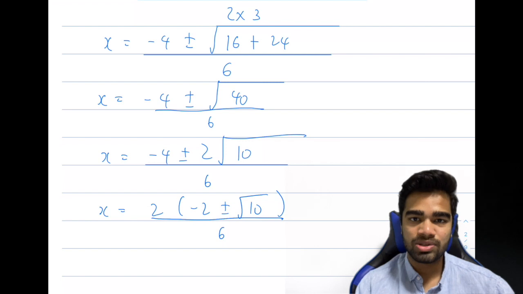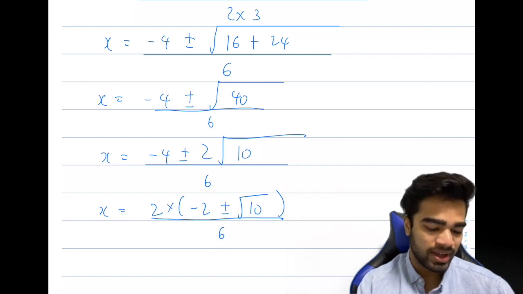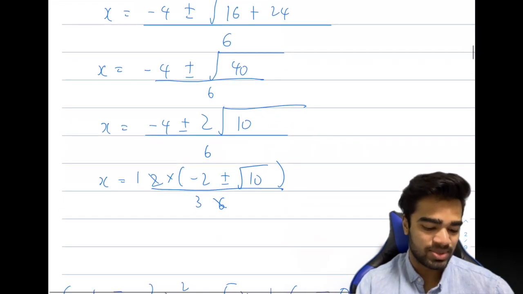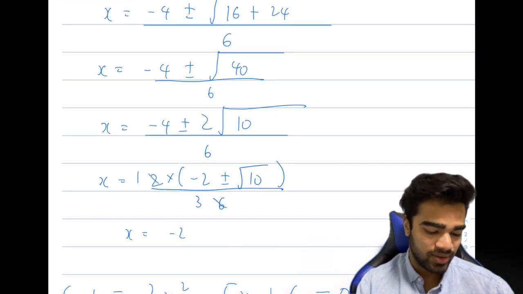Now, why did I do that? What's the whole point? Well, because these are multiplying, I can cancel out. 2 goes into 2 once, 2 goes into 6 3 times. So you're left with negative 2 plus or minus root 10 over 3.